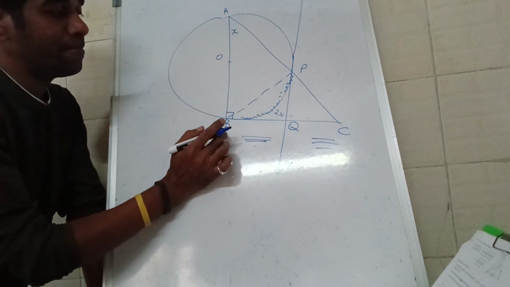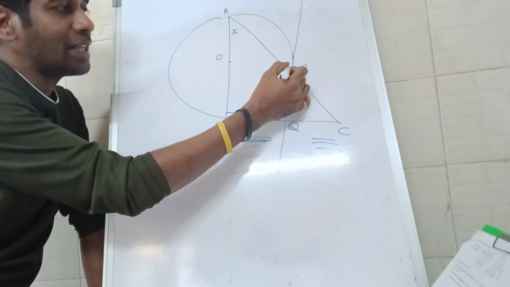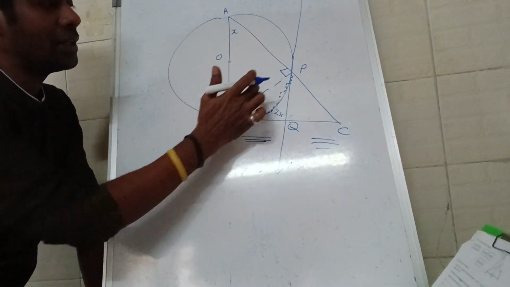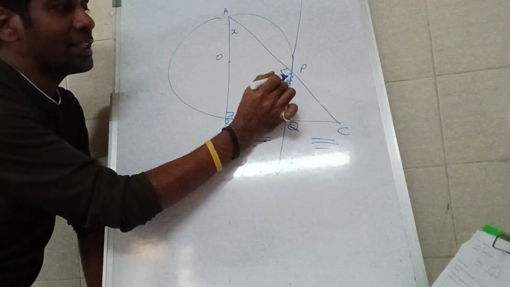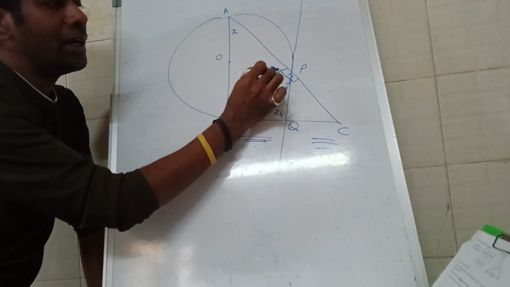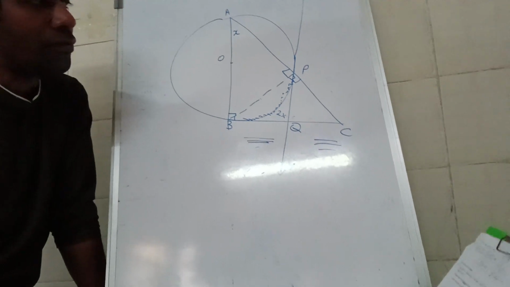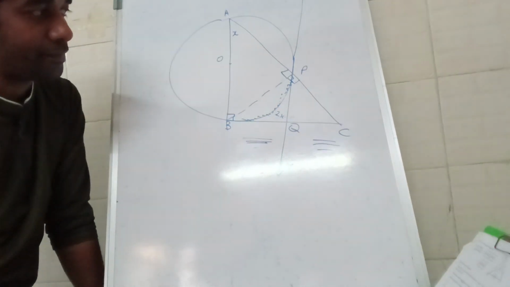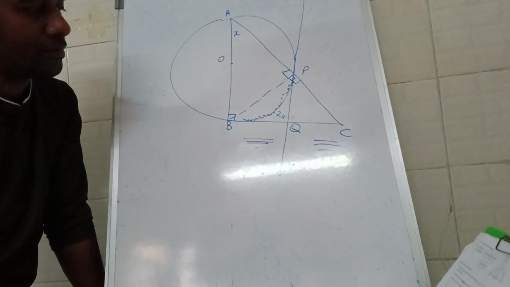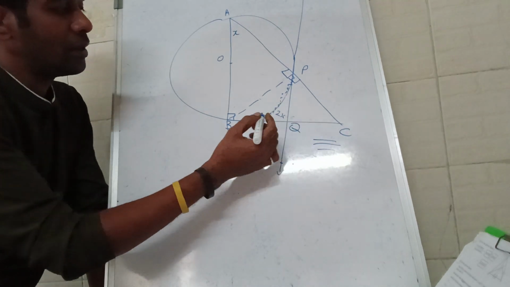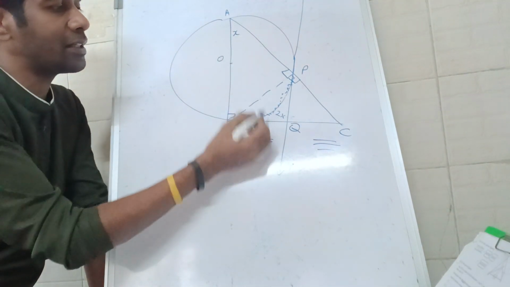This is a diameter, so this angle will be 90 degrees. Diameter subtends a right angle on the circle. If this is 90, this will be 90 over here. Adjacent angles forming a linear pair. Now this is 90, this is x, this is 2x.